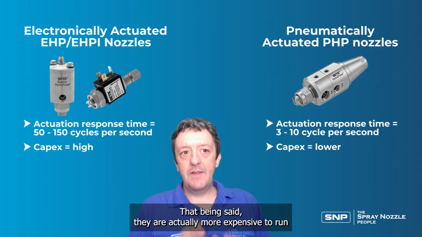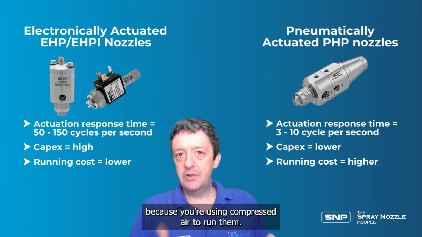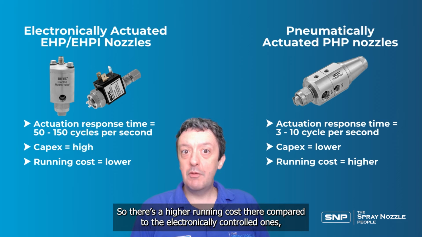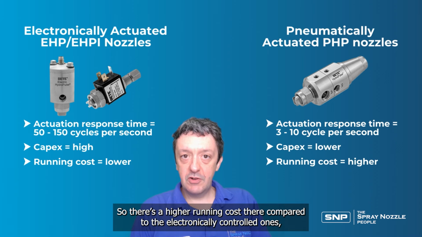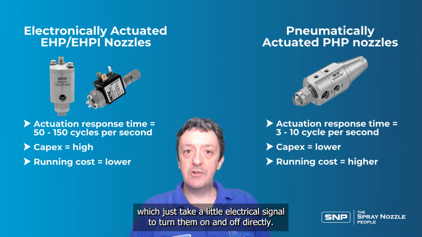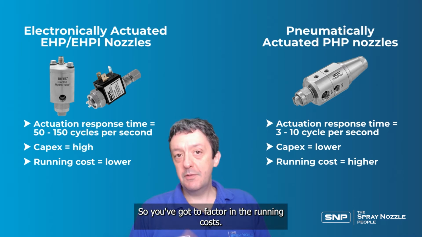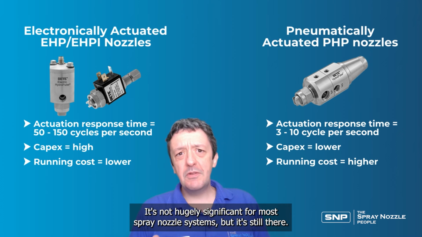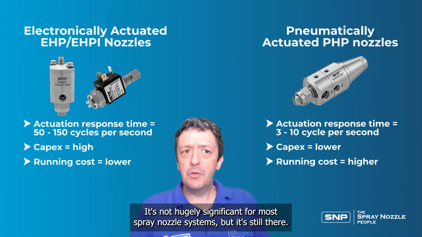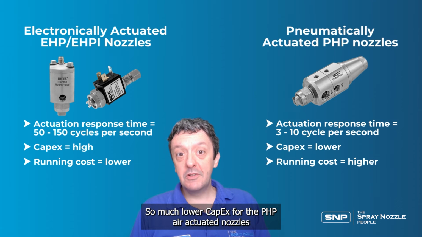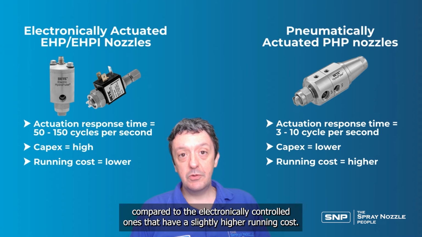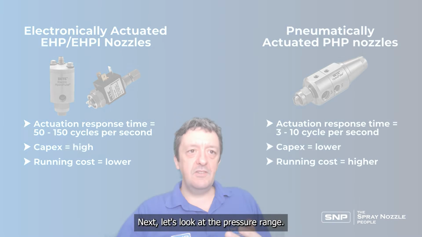That being said, they are actually more expensive to run because you're using compressed air to run them. So there's the higher running cost there compared to the electronically controlled, which just take a little electrical signal to turn them on directly. So you've got to factor in the running costs. It's not hugely significant for most spray nozzle systems, but it's still there. So much lower capex for the PHP air actuated nozzles compared to the electronically controlled ones, but a slightly higher running cost. Next, let's look at the pressure range.